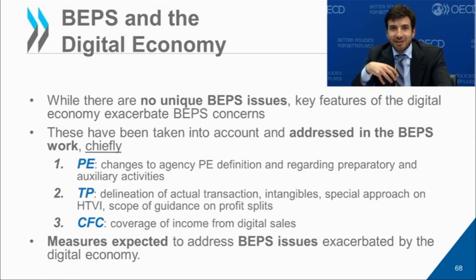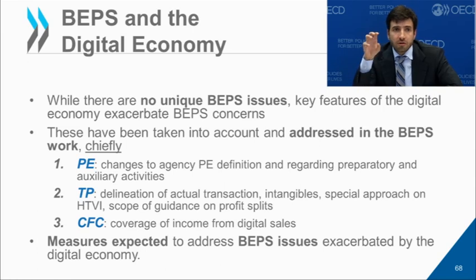Now, these key features and these BEPS concerns in the digital economy have been taken into account and addressed in the work that was described by, in particular, Marlies and Hakim. For example, in relation to the definition of permanent establishment, the changes to the agency permanent establishment definition will have a major impact on structures that have been implemented by digital economy players. Same for activities that in the past were considered to be of a preparatory or auxiliary nature, like warehousing, which today may be core components of certain business models.